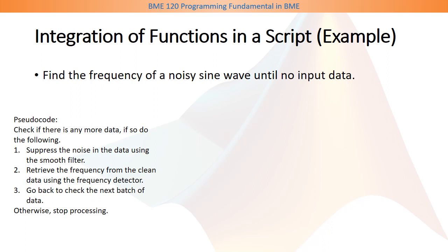At this point, we don't care how the smooth filter and the frequency detector are implemented. We just assume that the 2 modules are available for us to use. Now, we're going to use a while loop to put these 2 modules together. So the while loop will first check if there's any more data. If so, it will do the 2 steps. And once it finishes the 2 steps, it will go back and check for more data again. If there's no data, then it stops processing.